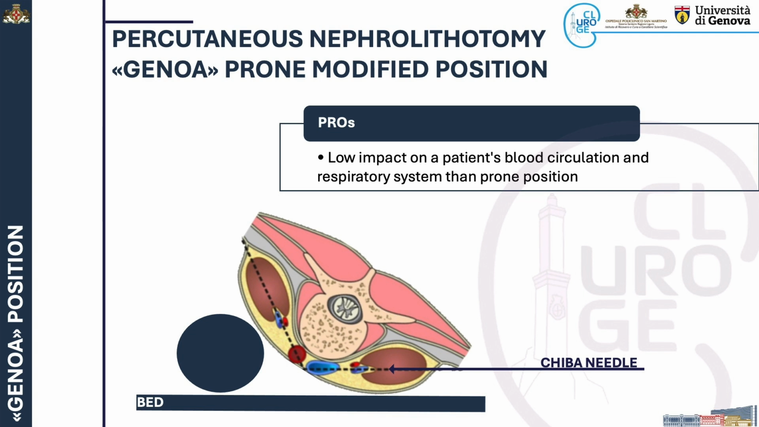Overall, the GENOA Prone Modified Position proves to be more ergonomic, with reduced postoperative discomfort in the scapular and cervical regions. As in the supine approach, the lower and ground parallel orientation of the puncture axis enables a seated working position, improving surgeon ergonomics and the accuracy of instrument handling.